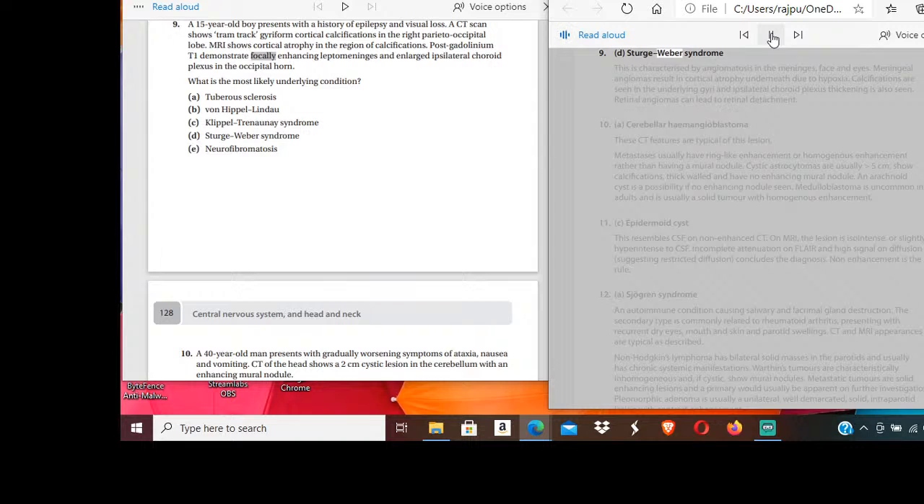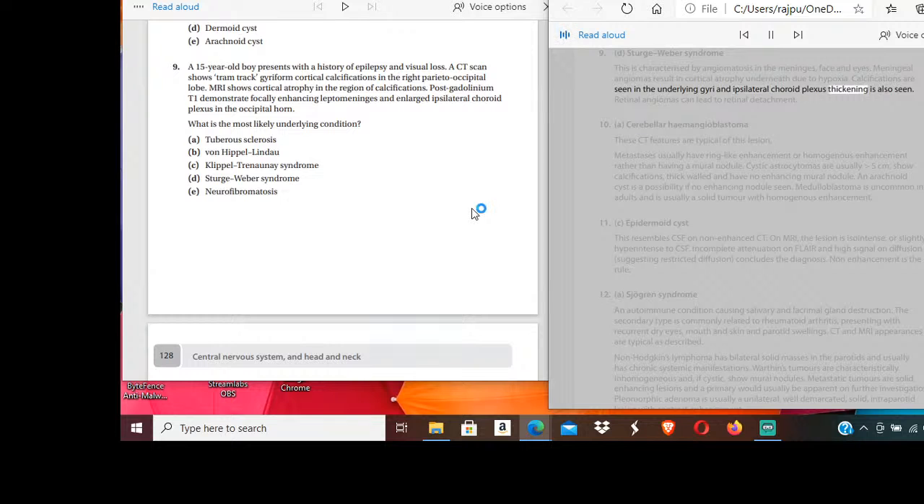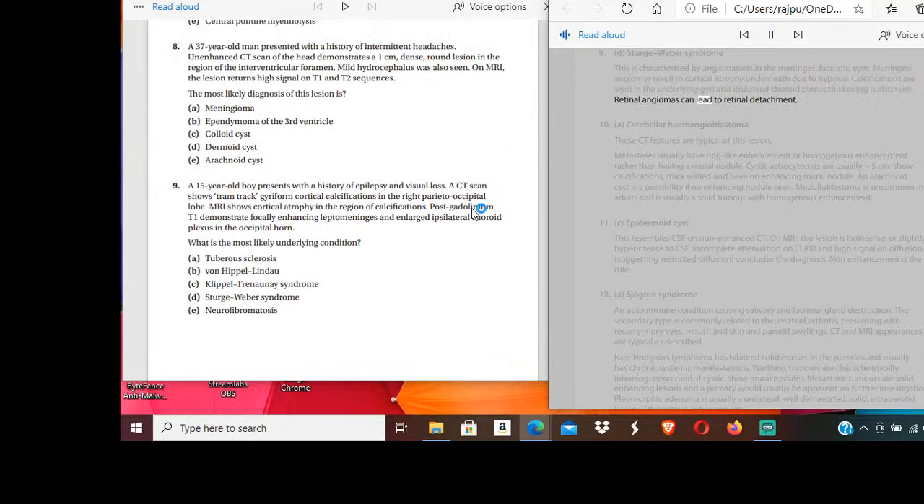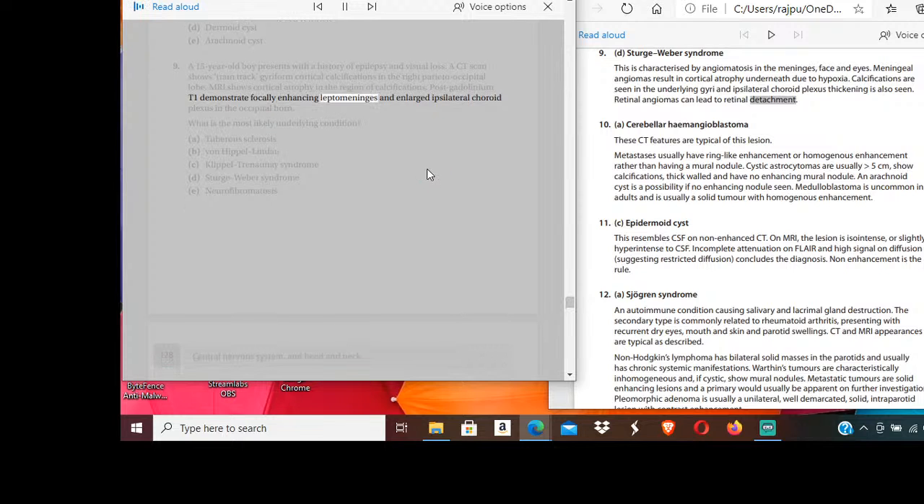9. D. Sturge-Weber syndrome. This is characterized by angiomatosis in the meninges, face and eyes. Meningeal angioma results in cortical atrophy underneath due to hypoxia. Calcifications are seen in the underlying gyri and ipsilateral choroid plexus. Skull thickening is also seen. Retinal angioma can lead to retinal detachment. Post-gadolinium imaging shows focally enhancing leptomeninges and an enlarged ipsilateral choroid plexus in the occipital horn.